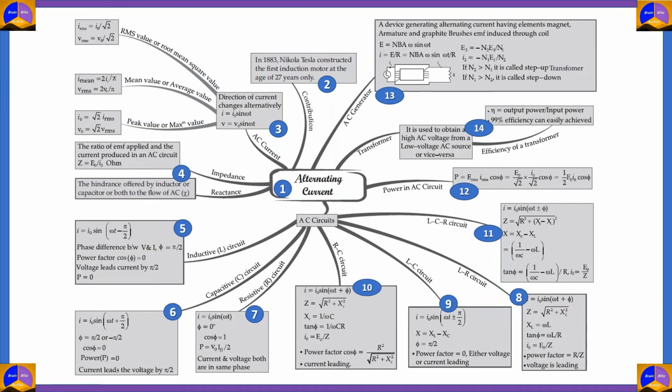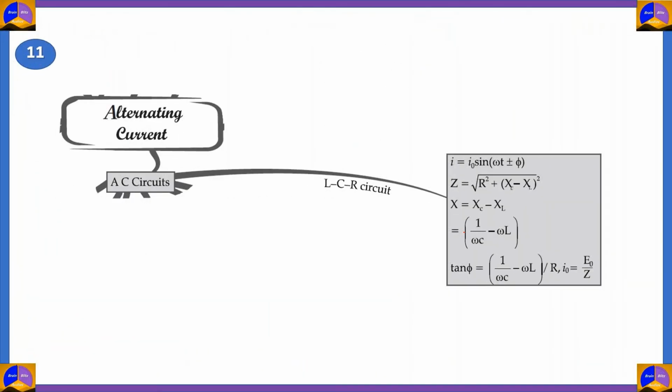So we hope you found the three dual circuits interesting. Now we move on to the whopper of a circuit, that is the LCR circuit. In this circuit, we have all three hindrances present. We have an inductor of self-inductance L, a capacitor of capacitance C, and on top of that, a resistor of resistance R.